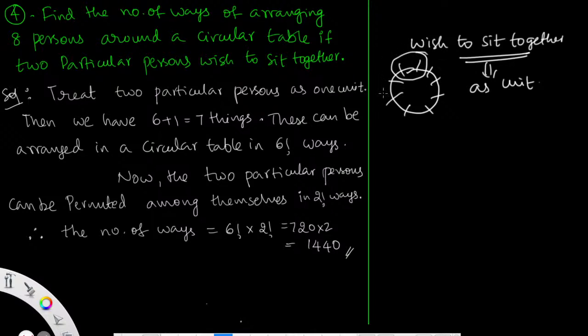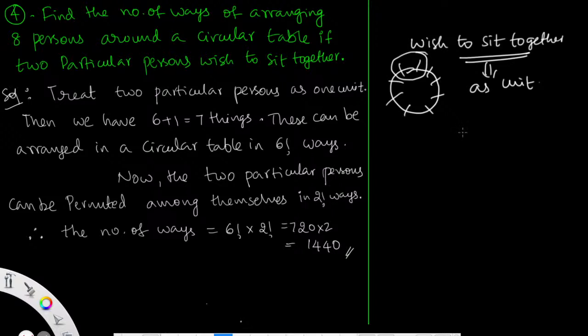In any arrangement, these 2 persons will sit together only. They occupy a place together, and you can arrange these two persons as wish to sit together. So always treat the two particular persons as one unit, because they wish to sit together. Always make a bundle. For permutations where n come together, you always take the unit method and treat them as one unit. If no two come together, you use the gap method. So wish to sit together means treat the two particular persons as one unit.